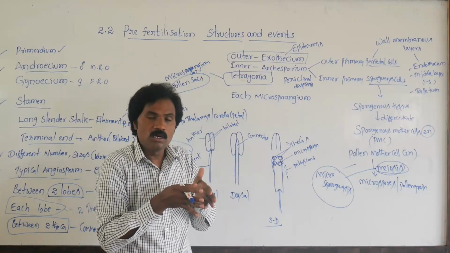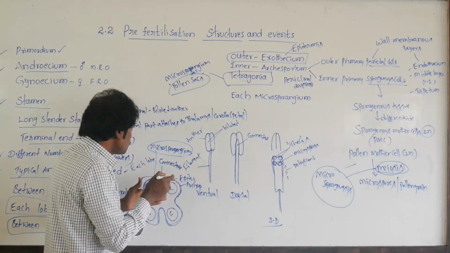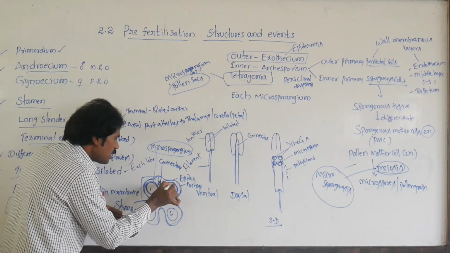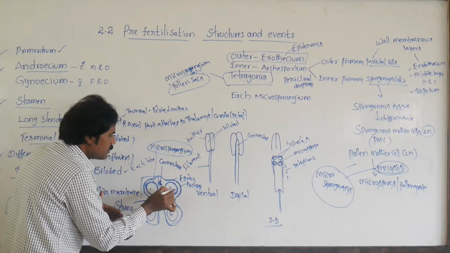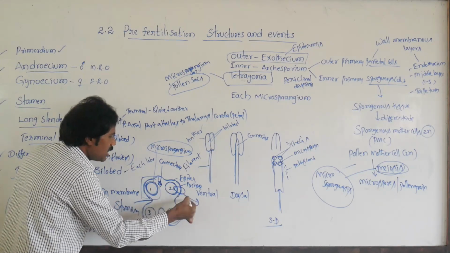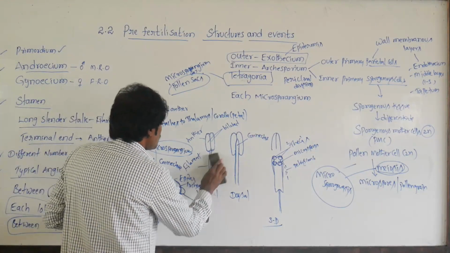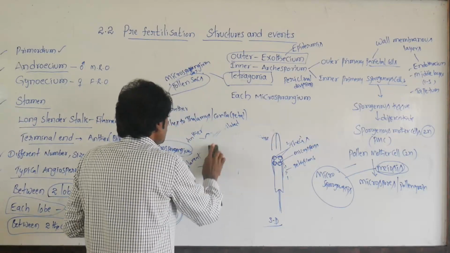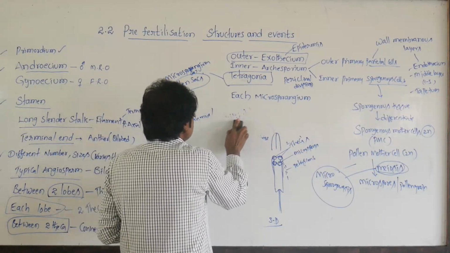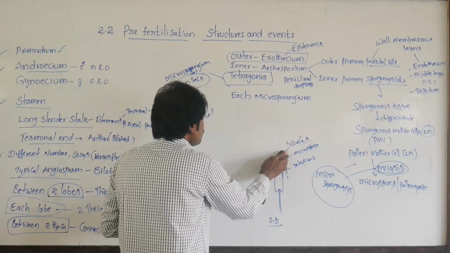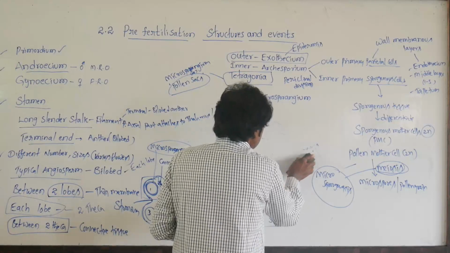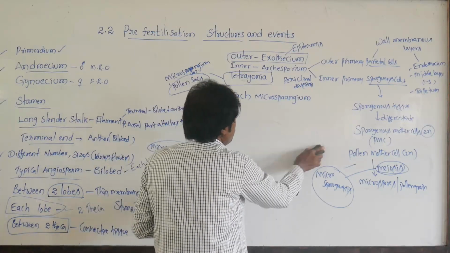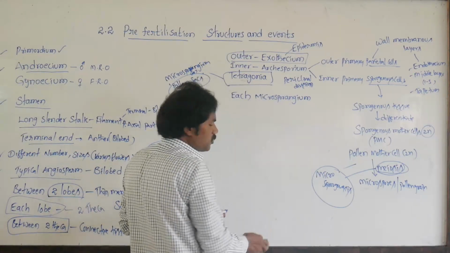That is the innermost one. Then what is the parietal one? What is present between the microsporangium and the epidermis? Between these, what are the cell layers present in that parietal cell? We already said. Among these, endothecium, then one or two layers of middle layers. The innermost membrane is nothing but the tapetum.